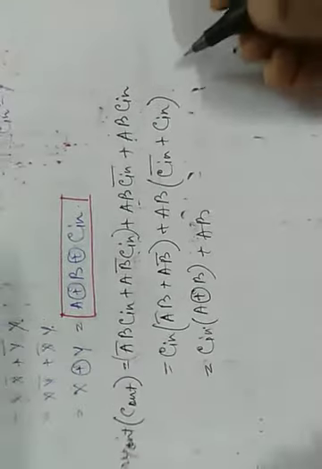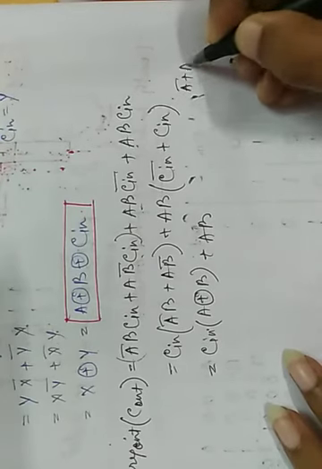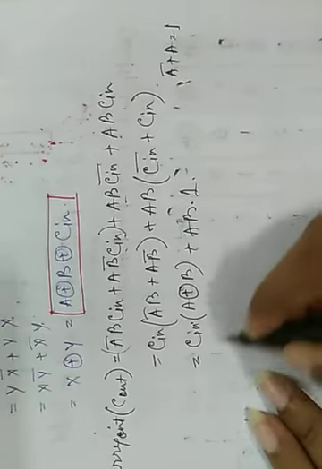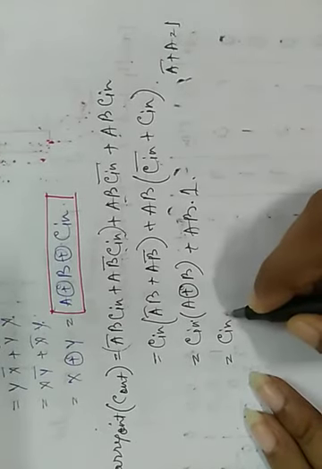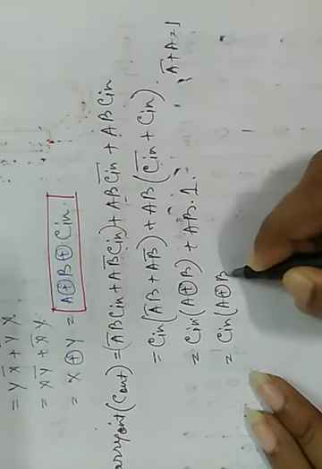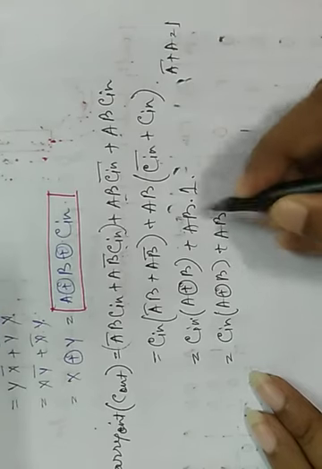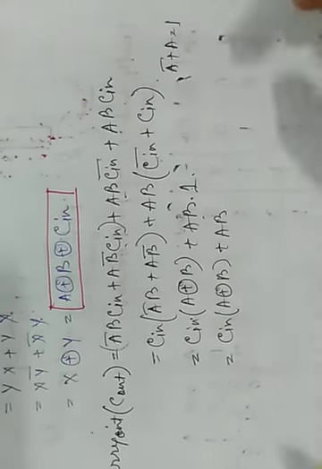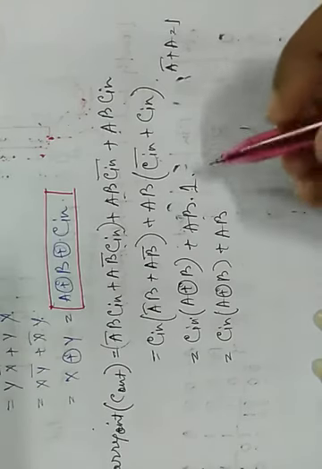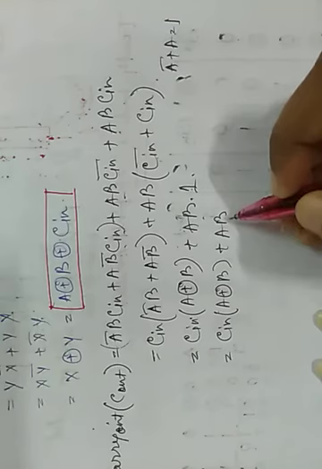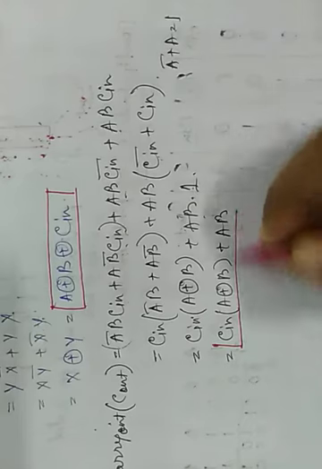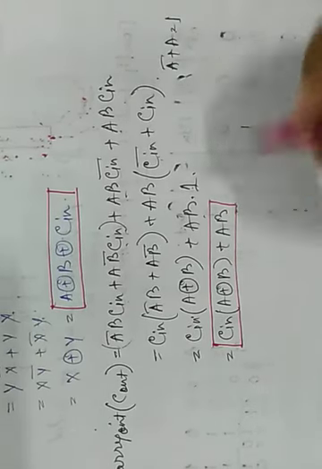We know that A bar plus A equals 1, so C in bar plus C in is 1. So we get C in (A XOR B) plus AB. Anything multiplied by 1 with the AND operation stays the same, so this is 1 and we get AB. Okay. So this is the carry out expression of the full adder.